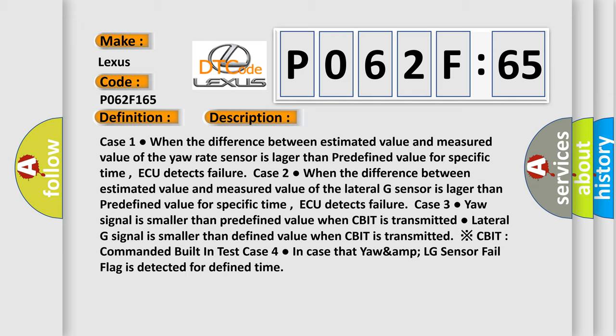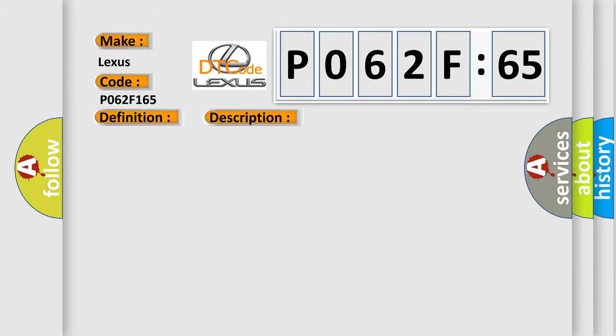Case 3: yaw signal is smaller than a predefined value when CBIT is transmitted. Lateral G signal is smaller than a defined value when CBIT is transmitted. CBIT: commanded built in test. Case 4: in case that your Yaw & LG sensor fail flag is detected for a defined time. This diagnostic error occurs most often in these cases: faulty Yaw Rate & lateral G sensor.